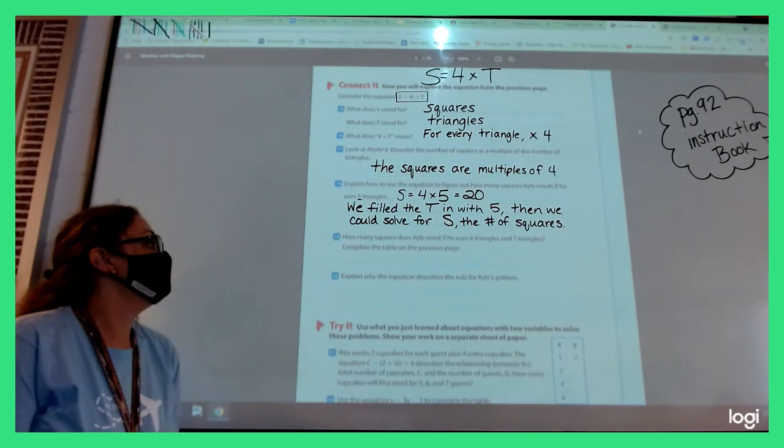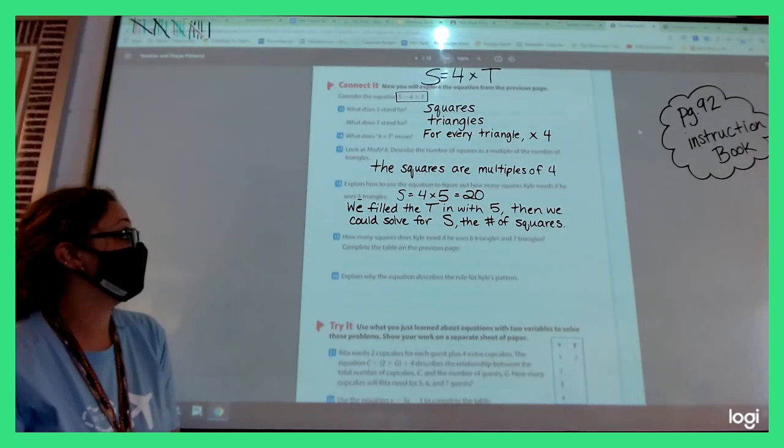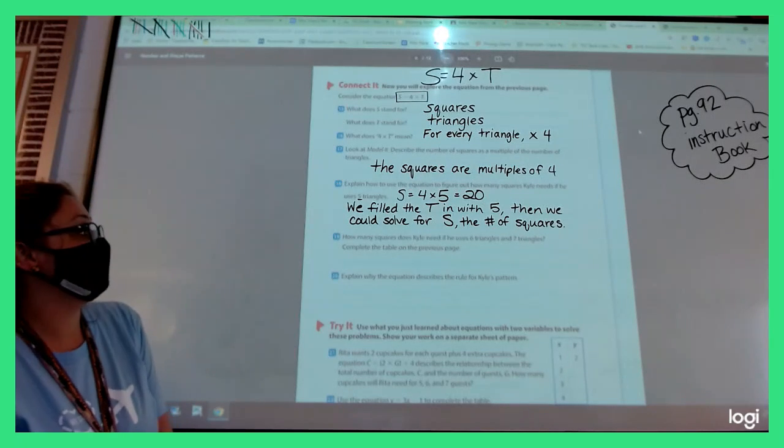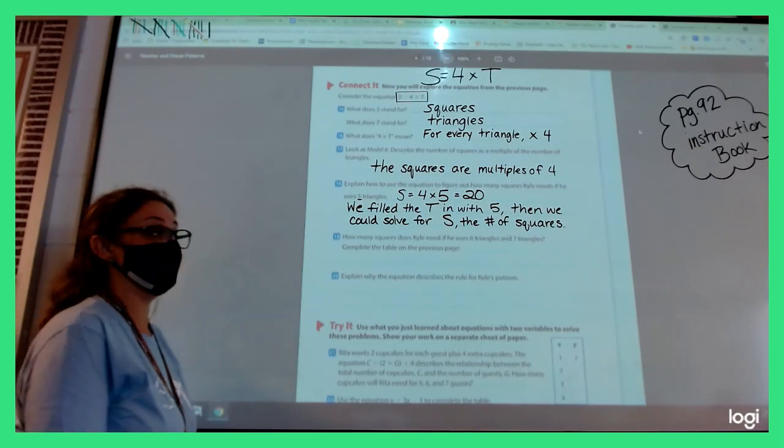Give you a couple more moments. Number 19 we've actually already done on the previous page, so we'll just write our answers here. It's asking how many squares does Kyle need if he uses 6 triangles and 7 triangles? We already did that.